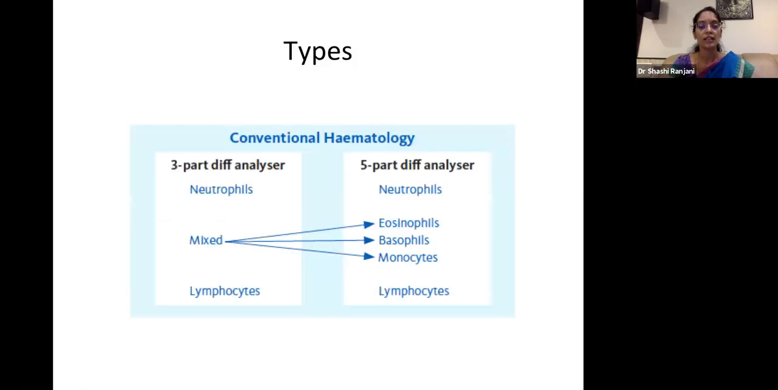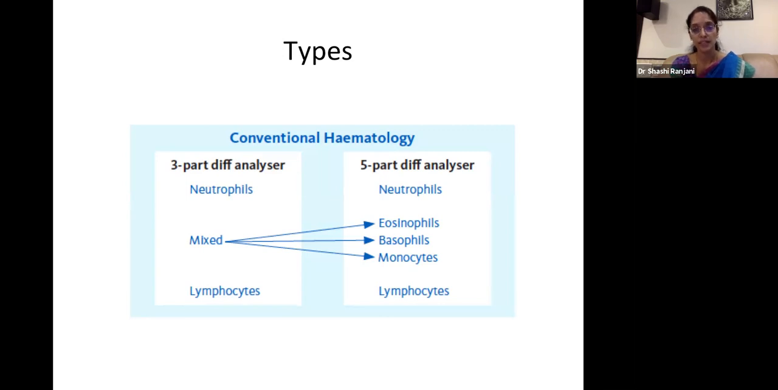So we've seen what the types are. I think even in the last couple of presentations, we've heard about a 3-part, a 5-part, a 7-part, 9-part. So basically a 3-part differential analyzer is the most simple. This is how it started. So it differentiated the WBCs into 3 parts: the neutrophils, the mixed cells, and the lymphocytes.